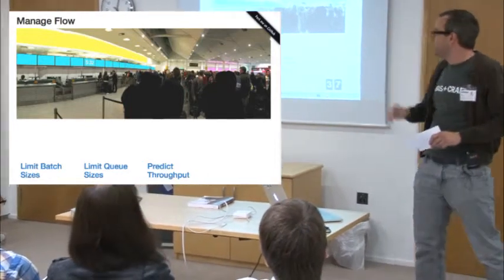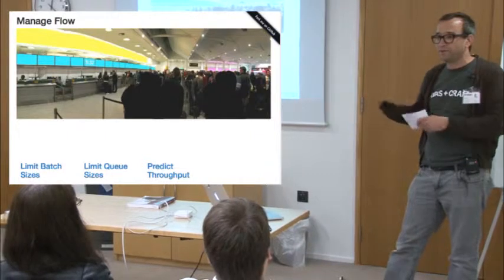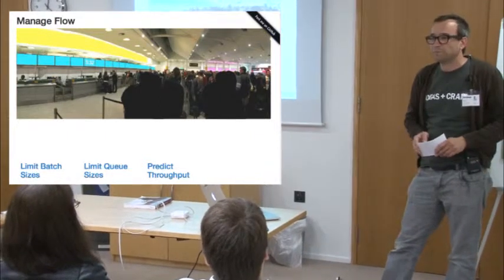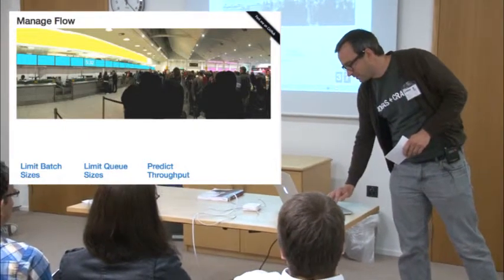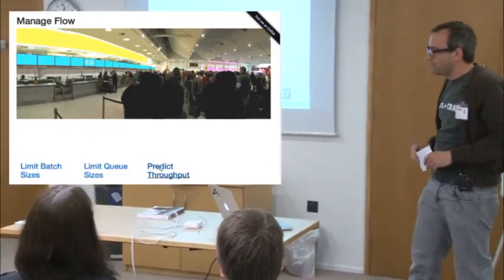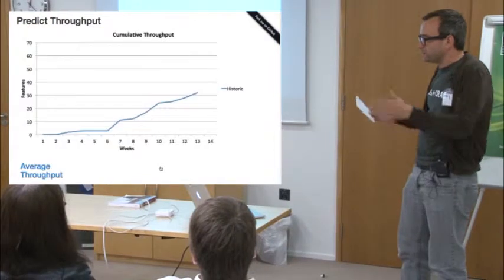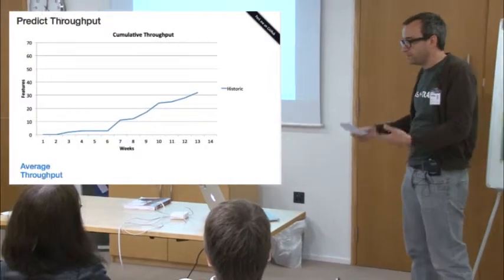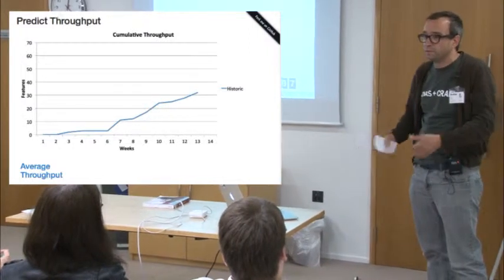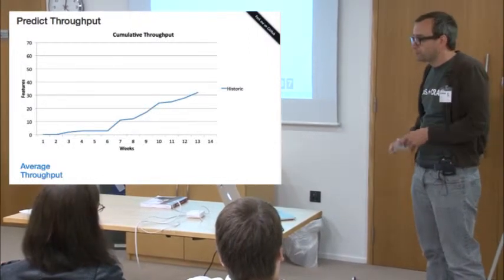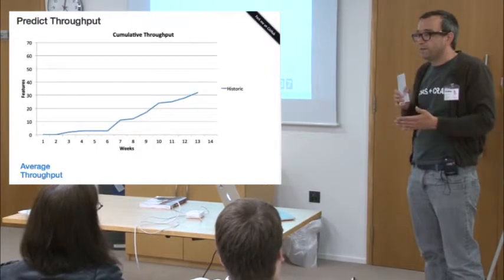Queue sizes, limiting queue sizes or managing flow to predict throughput. Predict throughput. So, previous methods that I've been exposed to involving predicting throughput have either involved story points or man hours and things like that. I've not found this to be particularly useful.